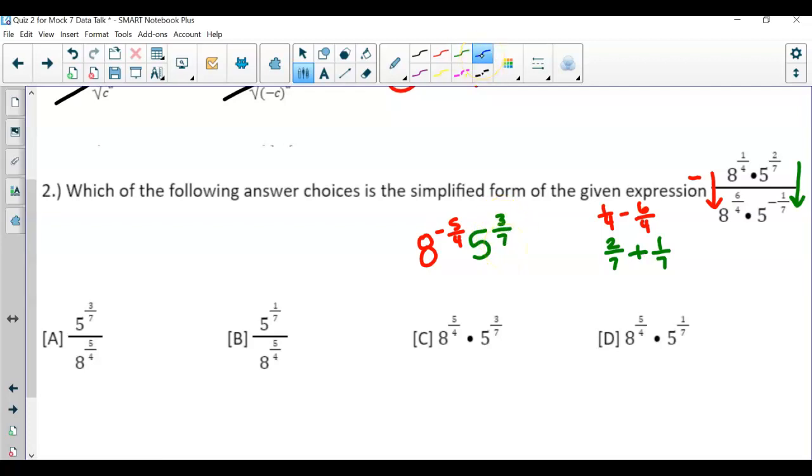But this is not the final answer, because notice how you have a negative exponent. Whenever you have a negative exponent, we need to write that fraction answer. So I'm going to mark off C and D. I can also mark off B because of the 5 to the 1/7 when we have 5 to the 3/7. So that's why the answer is A.